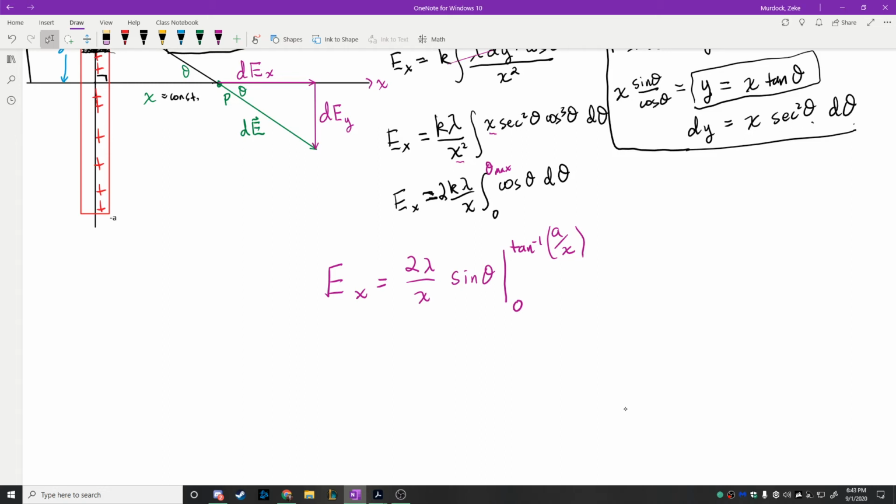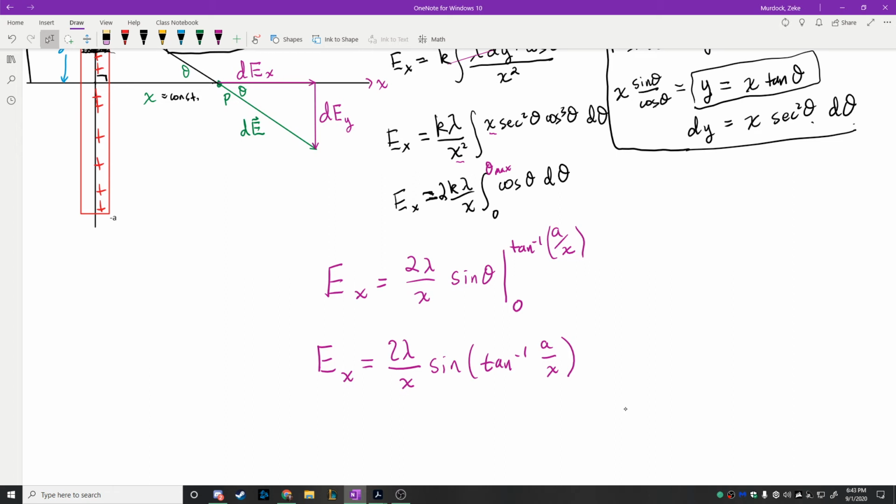Now this might look scary here. Hopefully it doesn't. Hopefully you did enough in your trig or pre-calc or calculus 2 classes that this doesn't scare you too much. So we're going to get 2 lambda divided by x, and then we're going to have the sine of the arctan of a over x.